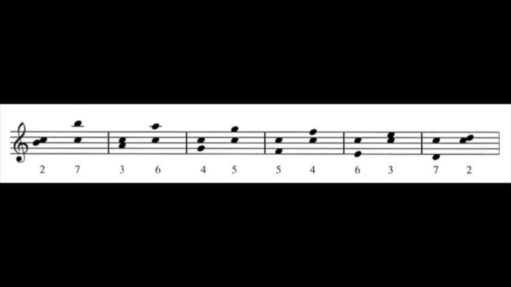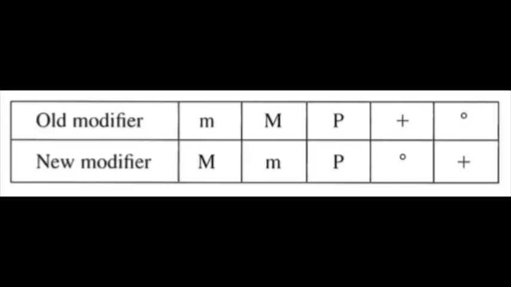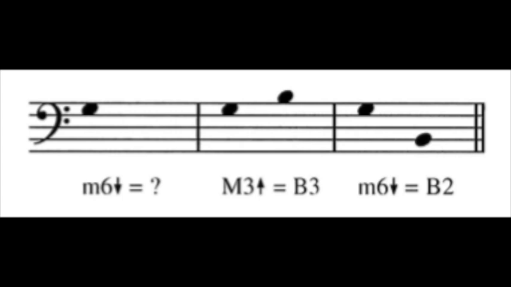The modifier also changes when an interval is inverted, with the exception of perfect intervals. So, if the first interval was minor, the inverted interval would be major. Vice versa is the same. If the first interval was major, the inversion is minor. Perfect stays the same. Augmented becomes diminished. Diminished becomes augmented.